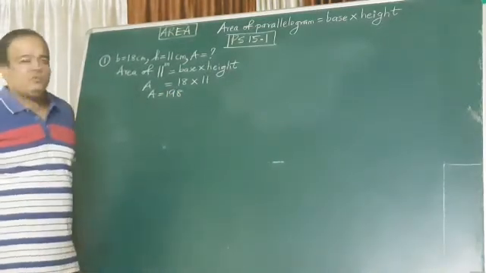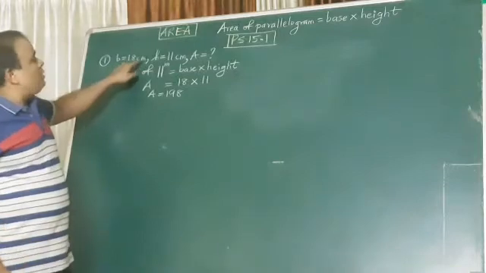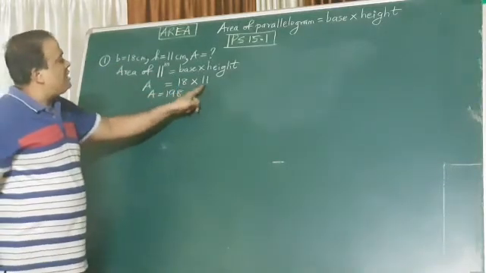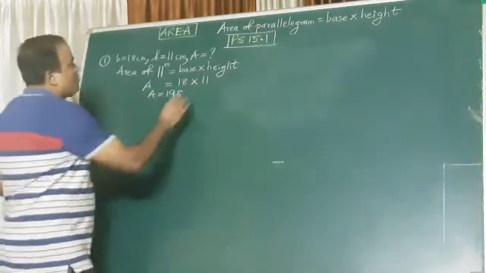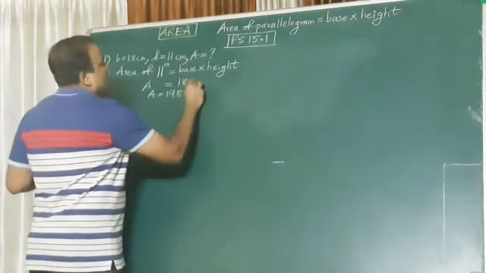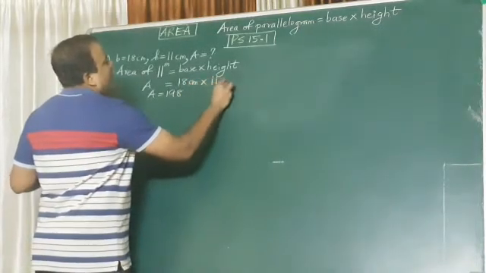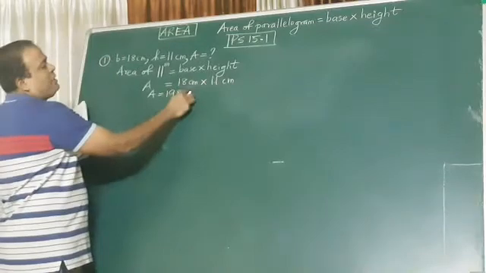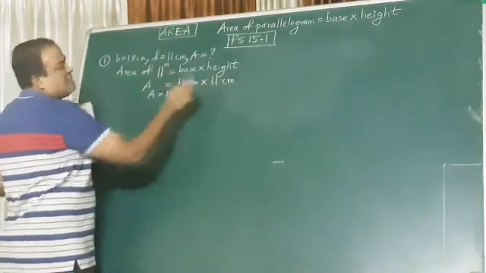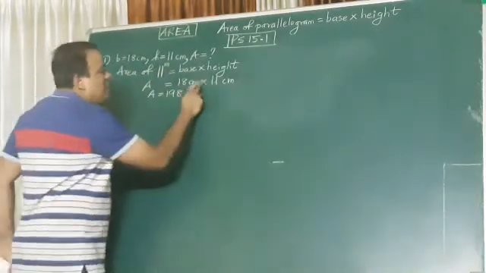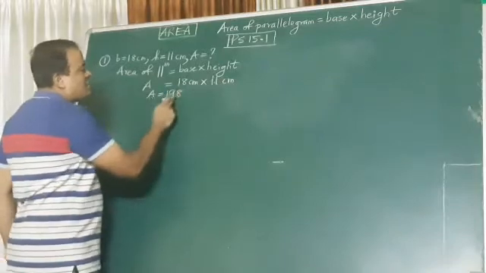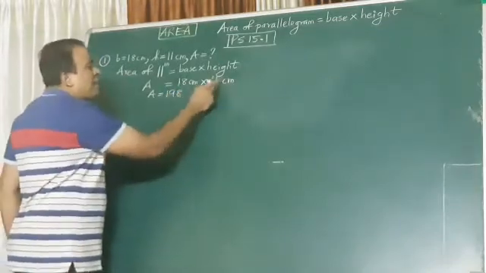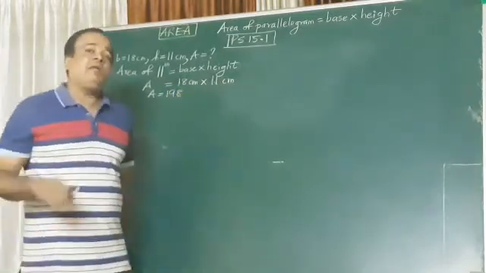198 what? Mangoes? No. Centimeter, no? So this is also centimeter, this is also centimeter. I'll just write it again. 18 centimeter into 11 centimeter. Base is 18 centimeter, height is 11 centimeter. So what is centimeter into centimeter? 18 into 11 is 198, and centimeter multiplied by centimeter becomes centimeter square.